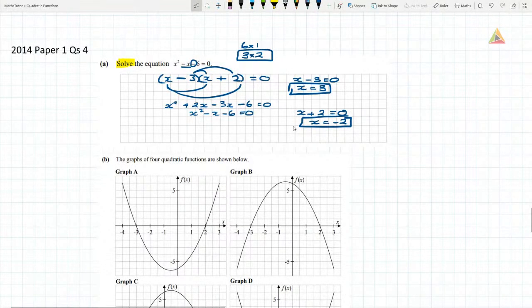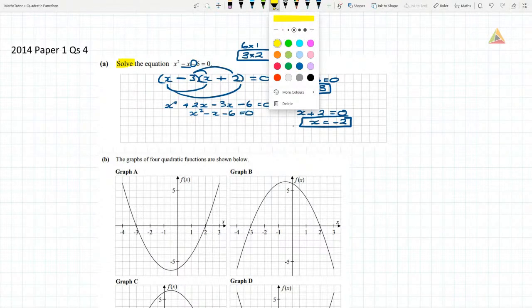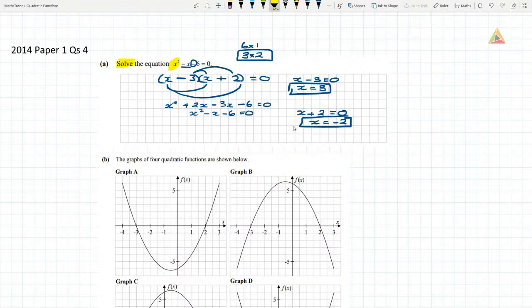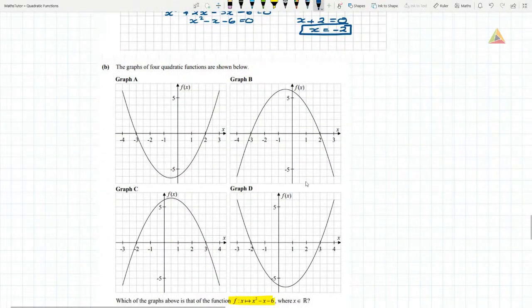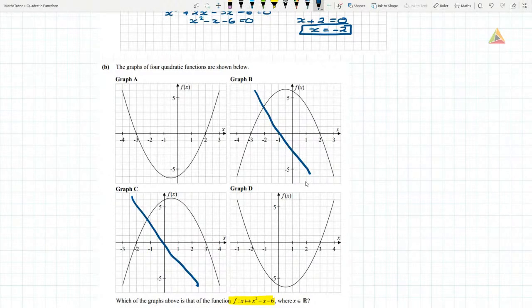So there's 2 things I'm going to use to work out which graph is this function. The first is the fact that the coefficient of this x squared term is positive. So when it's positive, I'm expecting a U-shaped graph. So when I look at my graphs A, B, C, and D, I can rule out graph B because it's N-shaped. I can rule out graph C because it's N-shaped. So now I'm saying it's either graph A or it's graph D because they're both U-shaped.